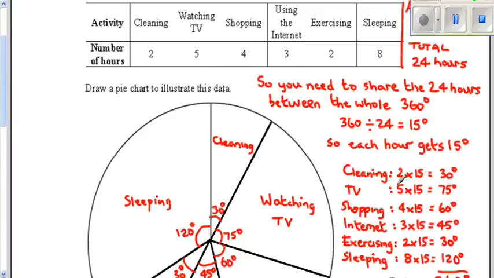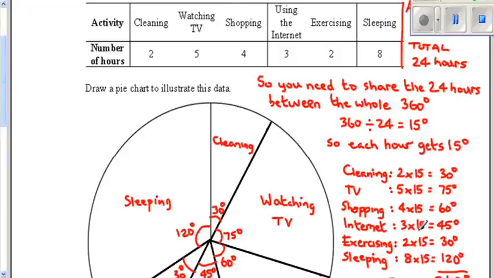Then watching TV was 5 hours. But remember, each hour we've worked out gets 15 degrees, so 5 hours is going to get 15 times 5, which is 75 degrees. Then shopping was 4 hours. 4 times 15 is 60.